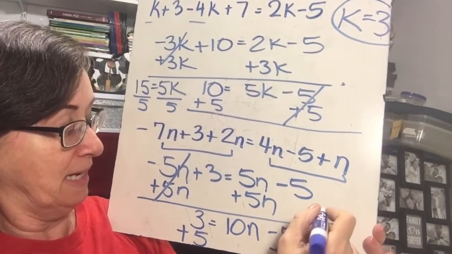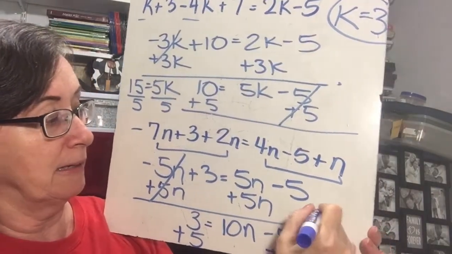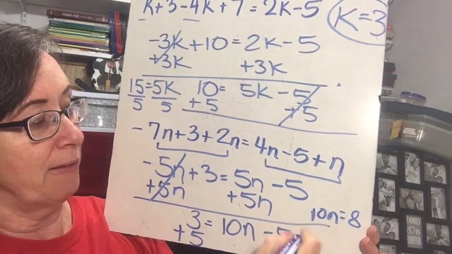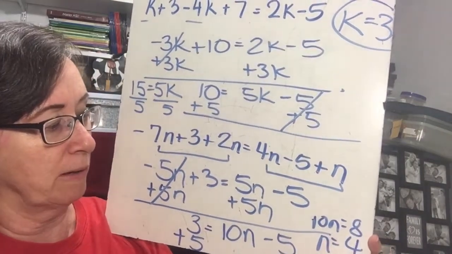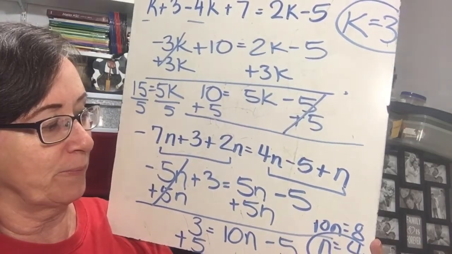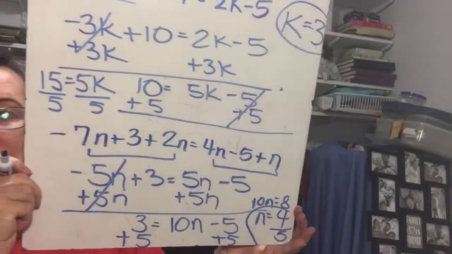So 10n is equal to 8, and that means that n is 8 over 10, which is 4/5. Okay, so that's that board.